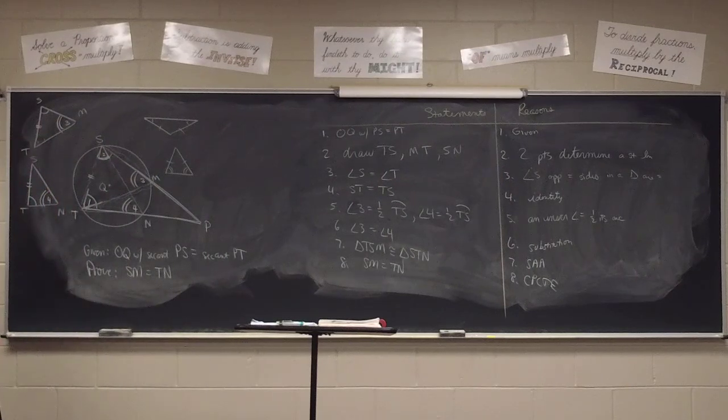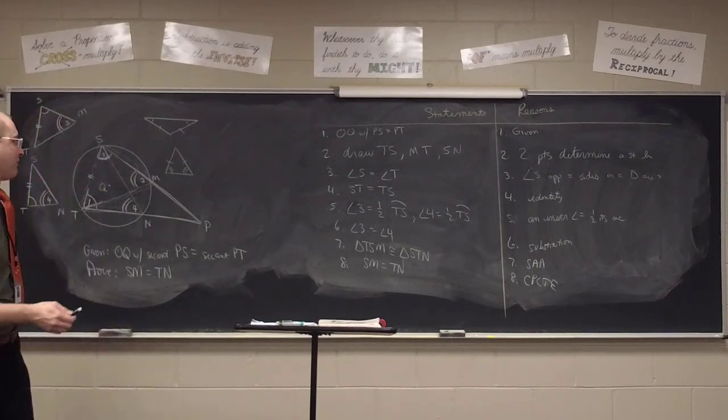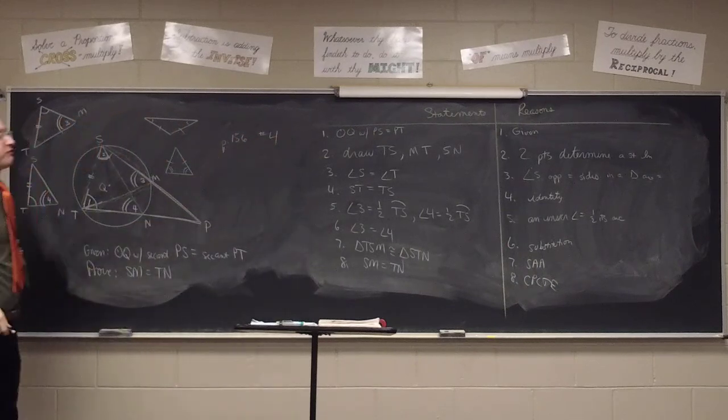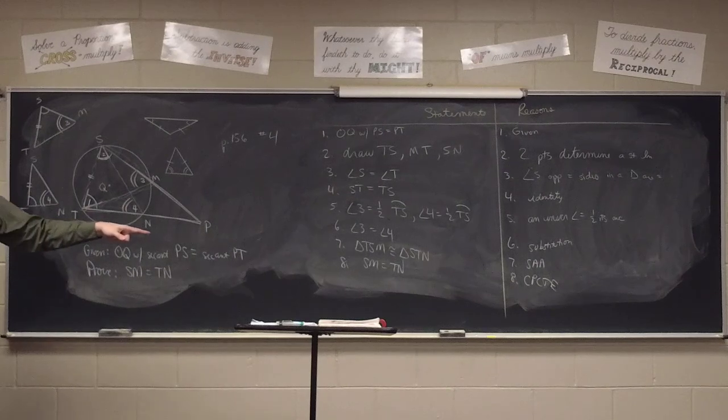Homework for this evening is to do number 4 at the bottom of page 156. Page 156, number 4. Do you see how we can use inscribed angles to help get triangles congruent, get things equal, things of that nature? Good call.